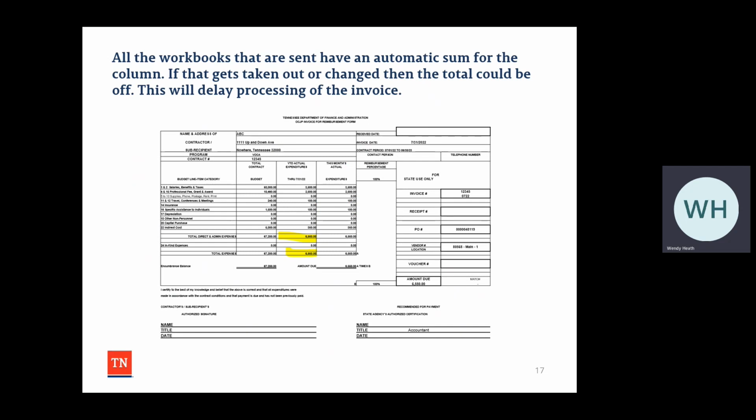All the workbooks that are sent have an automatic sum for the columns. If that gets taken out or changed, then the total can be off. This will delay the processing of your invoice. So just ensure that all the numbers add up correctly and that you're not changing anything.